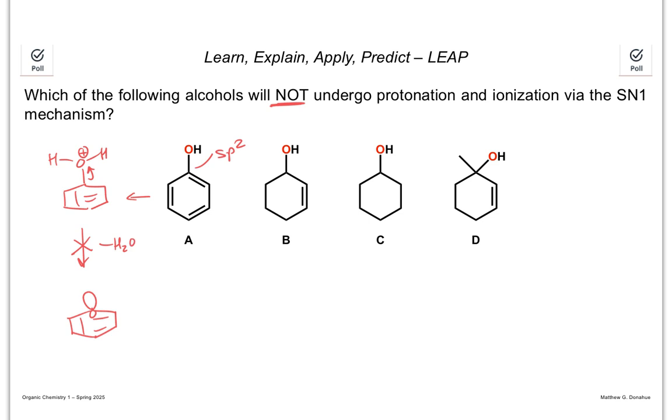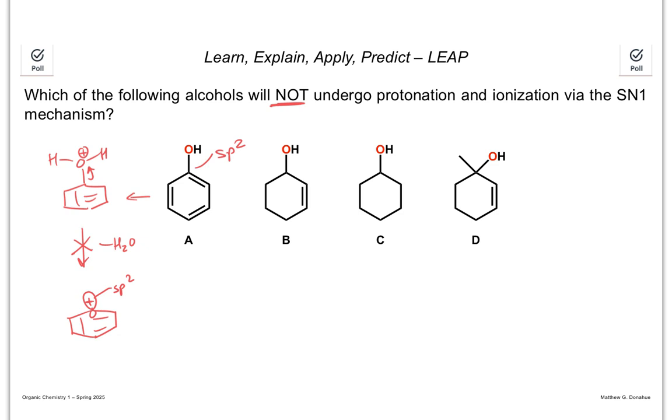If that were to ionize, the orbital that's left over is an sp2 orbital. It's not a p orbital. So that plus charge would reside in an sp2 orbital. That's much, much higher in energy.